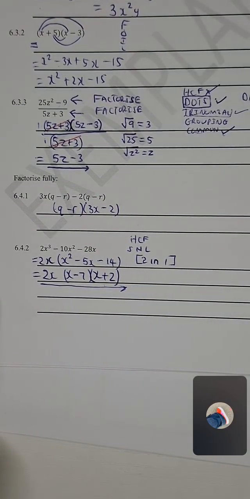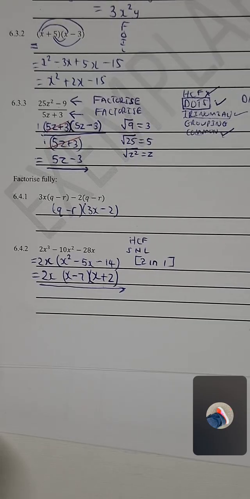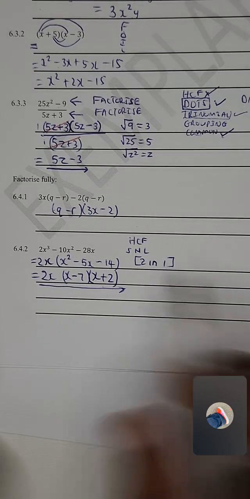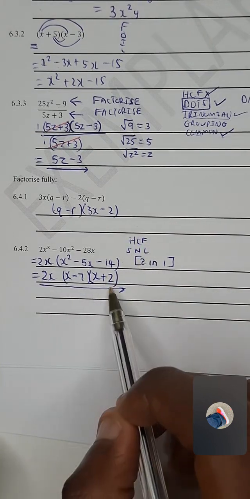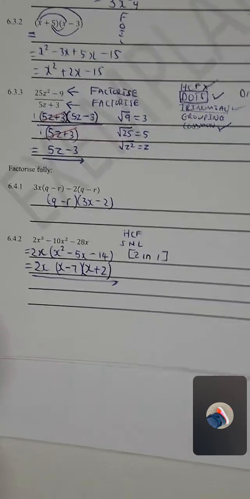So please, as much as possible, can you factor? Use the factor method. Sharpen your mind. Two in one: so we had highest common factor and we had quadratic trinomial in one problem.